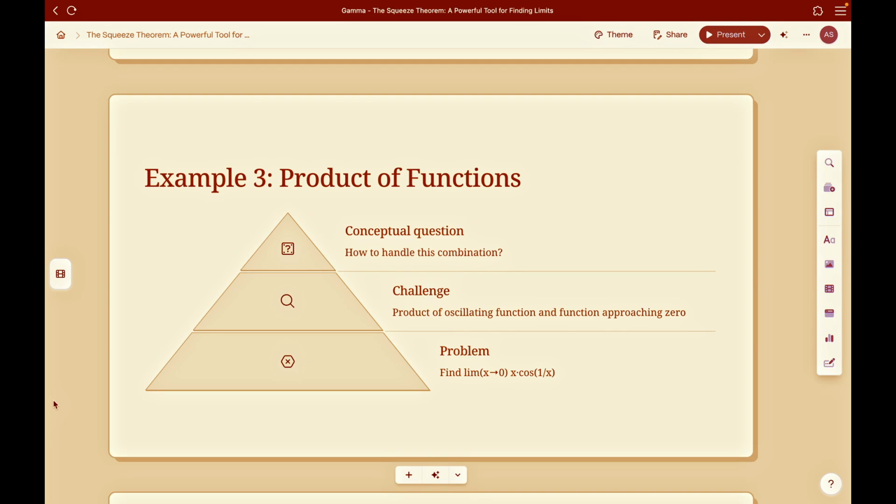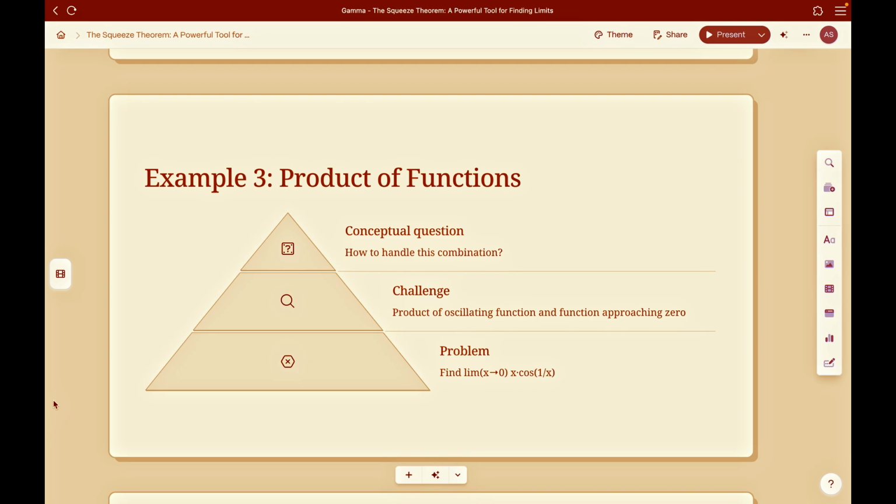Now, let's say we have two functions multiplied by each other. So what's going to happen here is instead of having functions that divide by each other, we're going to have functions that multiply. This is actually still quite simple, so it's not really much to worry about, but it's a good thing to know just in case, because sometimes the values can be a little different, and that way Squeeze's theorem will not exactly work.